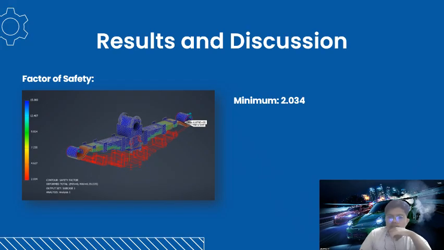Next is the factor of safety for the leaf spring. The minimum factor of safety calculated is 2.034, meaning the leaf spring can support more than twice the applied load before failure. This falls within the standard engineering safety range of 1.4 to 3.0 for structural components. A factor of safety greater than 2 ensures reliability and robustness under normal operating conditions, which is especially important in automotive applications where safety is critical.